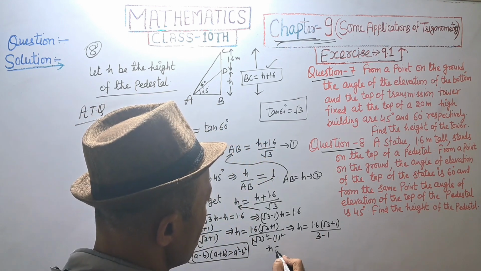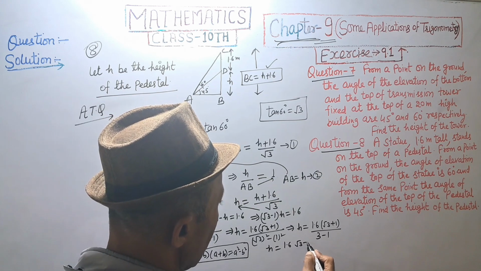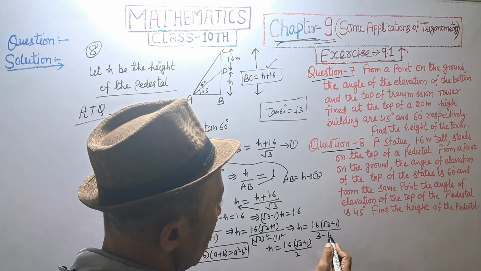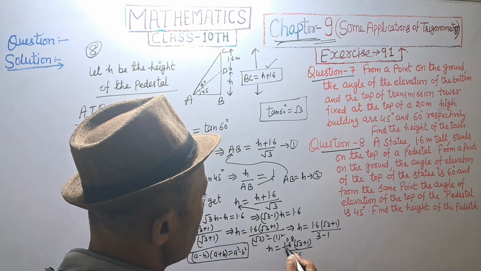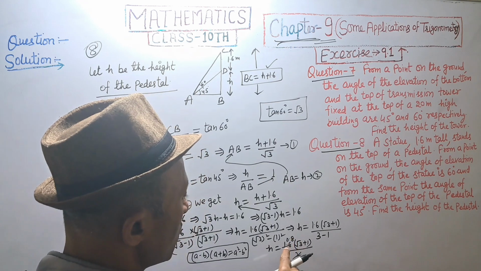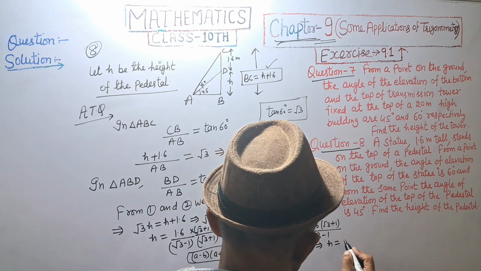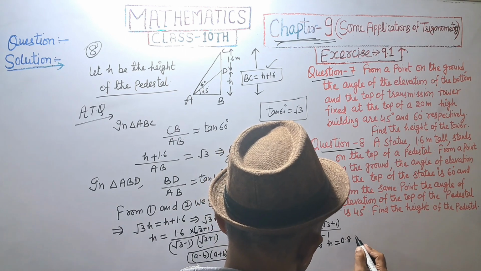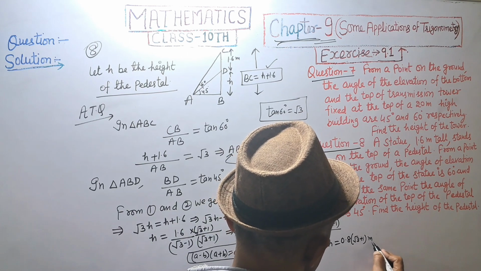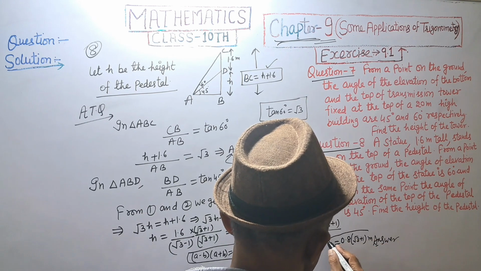So h is equal to 1.6 in bracket root 3 plus 1 divided by 2. 3 minus 1 is 2. 2 divides 1.6, that is 0.8. 8 twos are 16. This implies h is equal to 0.8 root 3 plus 1 meter. Answer.